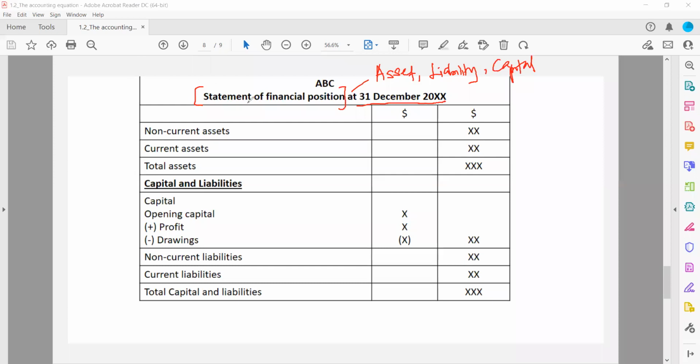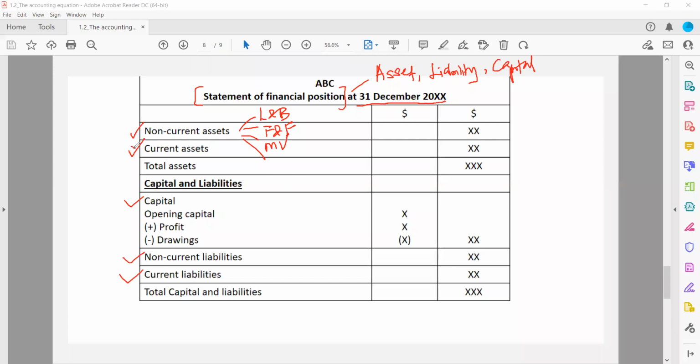In the statement of financial position, there are 5 sections that we need to take note of: non-current asset, current asset, capital, non-current liability, current liability. These are the 5 key sections for the statement of financial position. In each individual section, there are accounts sitting in it. For example, in non-current asset, we can have land and building, furniture and fitting, motor vehicle and so on. There are more other items in the non-current asset.